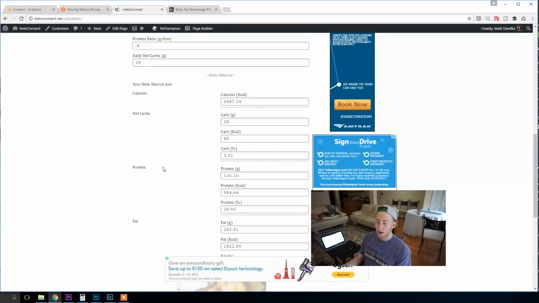I'll work on that. Calculate your macros, guys. It's a key first step to starting your keto journey. Let me know if you have any more questions or issues with the calculator. We just got it on our site, so it still probably has some bugs to work out, but for the most part, it seems to be working pretty well. Yeah, let me know if you guys have any questions, and thanks for watching.